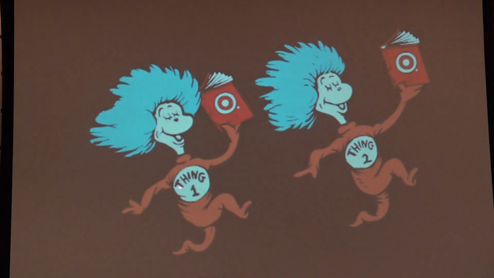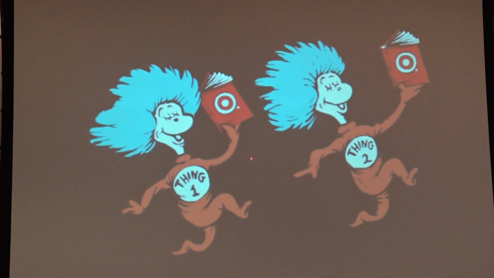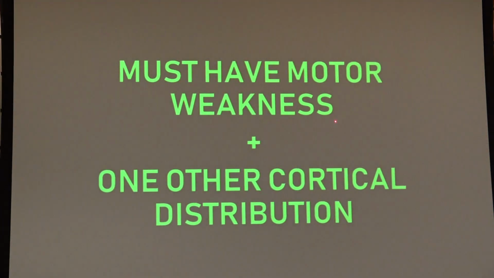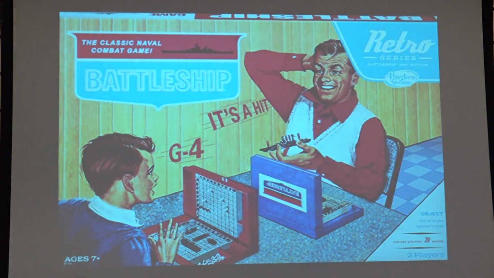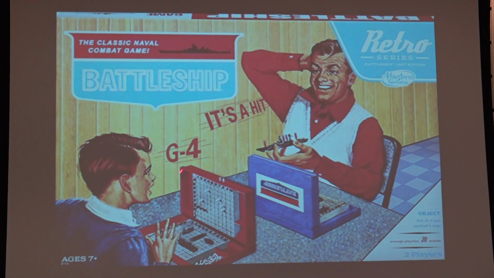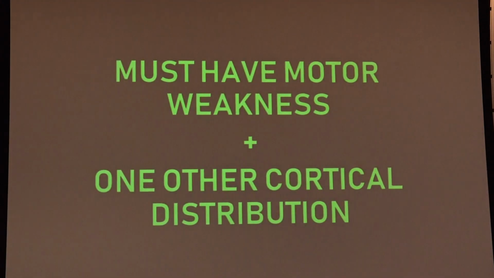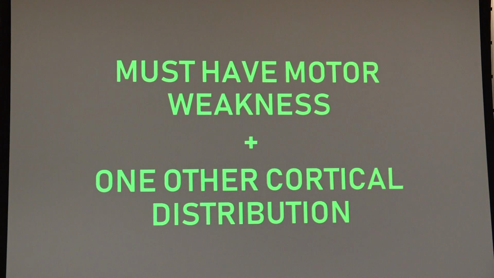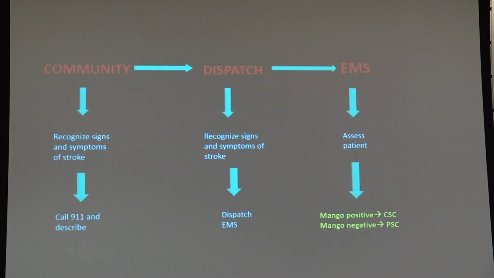So there's only two things you have to remember from this lecture. To be Mango positive, to suspect the patient has an LVO, you must have motor weakness plus one other cortical distribution. You must have motor weakness plus one other cortical distribution. Remember, Mango is like Battleship for the brain. If you understand how to play Battleship, you understand how to use Mango. Because to use Mango correctly, you just have to recognize that that patient has motor weakness and one other cortical distribution. You suspect an LVO and take them to a comprehensive stroke center.